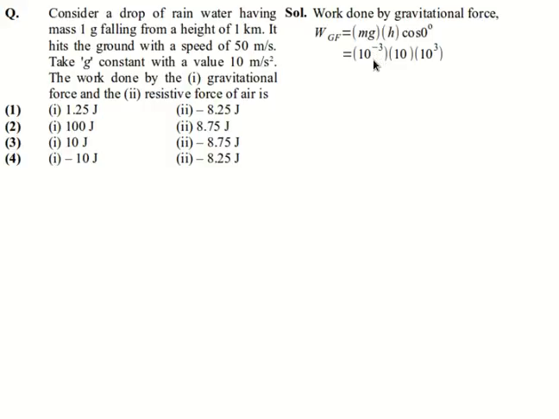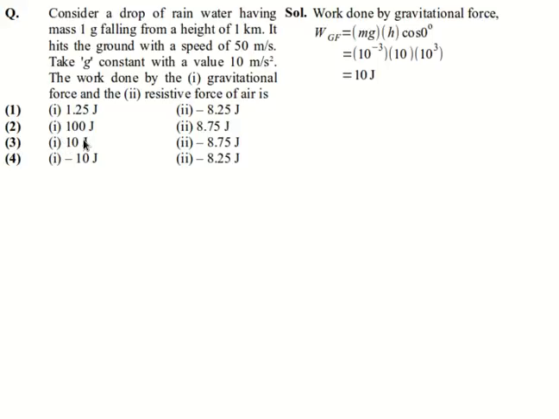Now we fill the values. Mass is given to us as 1 gram, that is 10 to the power minus 3 kilogram. g we'll take as 10 because it's mentioned as 10, and h is 10 to the power 3 meters, that is 1 kilometer. So we fill those values. 10 to the power minus 3 and 10 to the power 3 cancel out. We are left with 10 joule of work. So this is by gravitational force, given to us in option number 3.